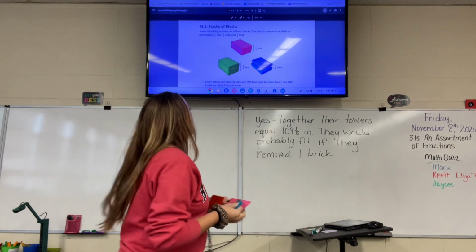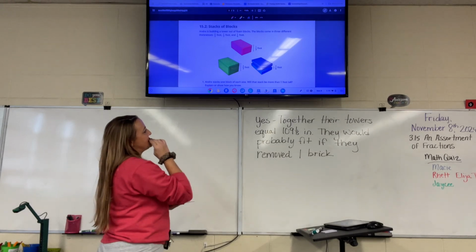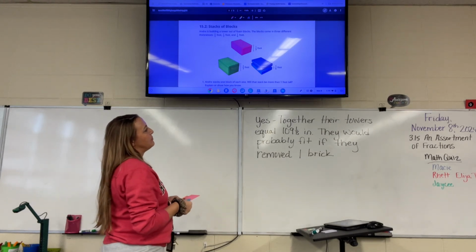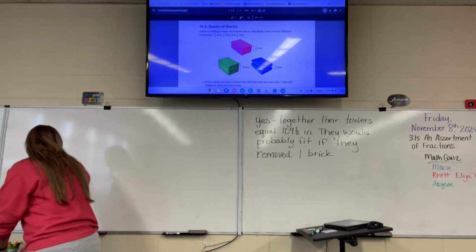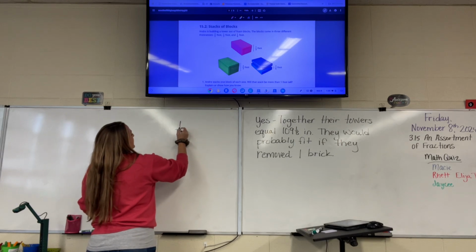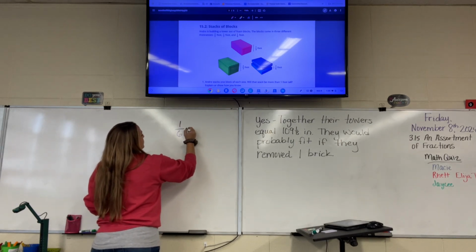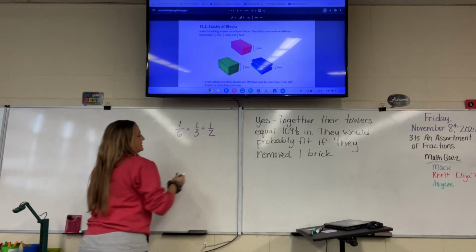Okay? It says if Andre stacks 1 block of each size, will that stack be more than 1 foot tall? So if we add 1/6 plus 1/3 plus 1/2, we need to see what it equals.